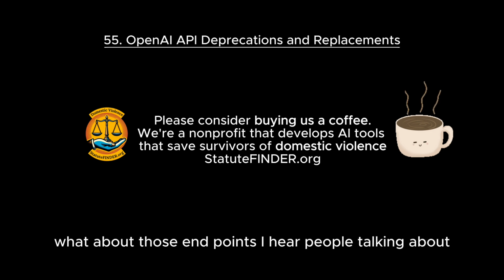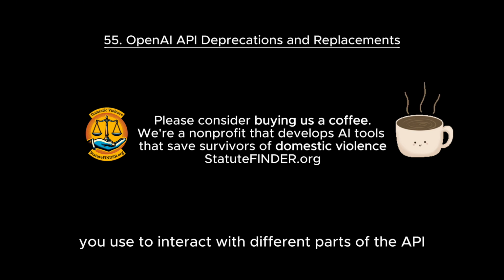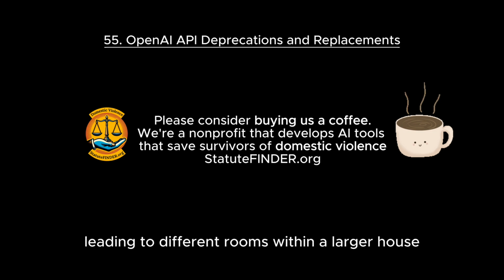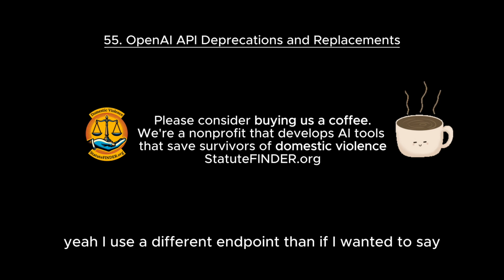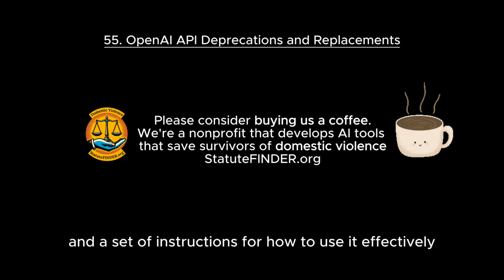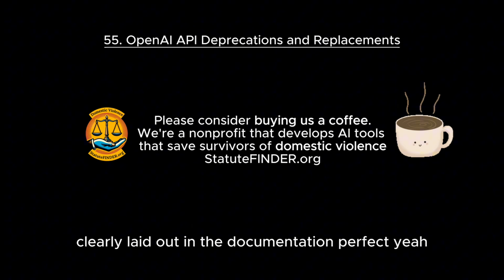What about those endpoints I hear people talking about? What are those all about? Endpoints are specific URLs you use to interact with different parts of the API. Think of them like different doors leading to different rooms within a larger house. So if I want to generate text, I'd use a different endpoint than if I wanted to, say, translate languages. Exactly. Each endpoint has its own purpose and a set of instructions for how to use it effectively. You'll find all those details clearly laid out in the documentation.